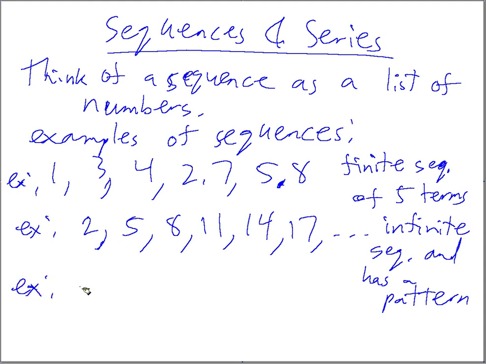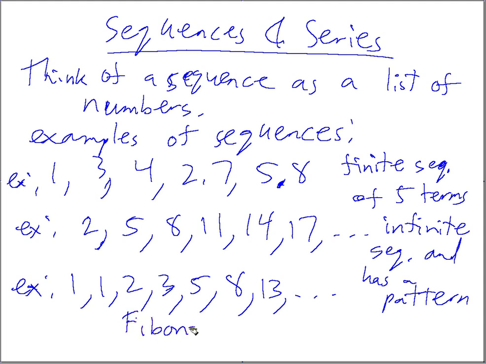Here's a more complicated sequence. All right, so let's look at this one. 1, 2, 3, 5, 8, 13. So and so on. All right, so here's another infinite sequence. This pattern is more complicated. This is in fact called the Fibonacci sequence, a very famous sequence in mathematics. All right, this has many applications in nature as well as the financial markets.